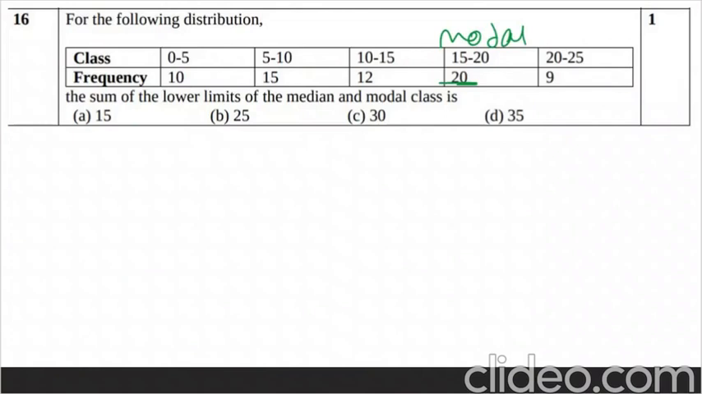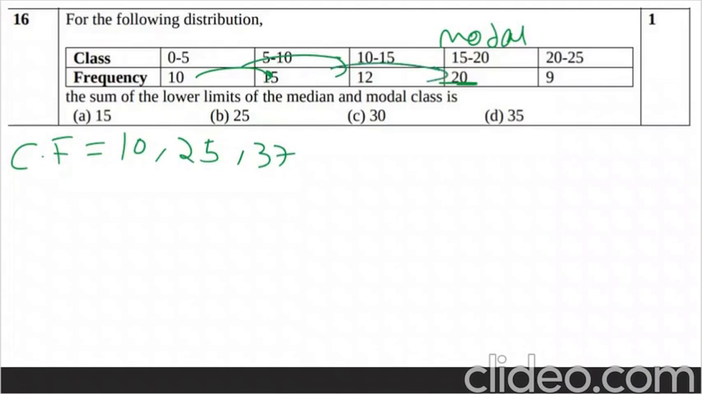Now, we have to find the lower limits of median also. What will be my median? Find the cumulative frequency. Cumulative frequency, first write 10, comma. 10 plus 15 gives me 25. 25 plus 12 gives me 37. 37 plus 20 gives me 57. And 57 plus 9 gives me 66, right? 66.